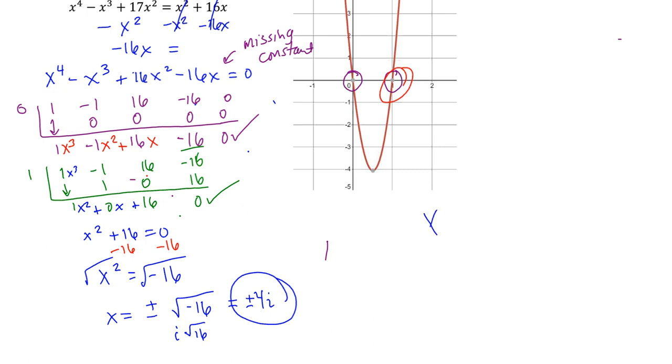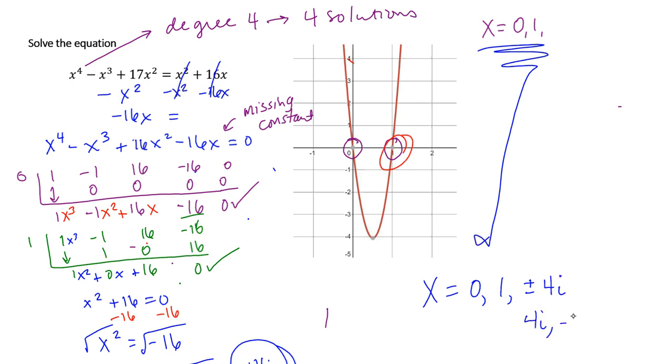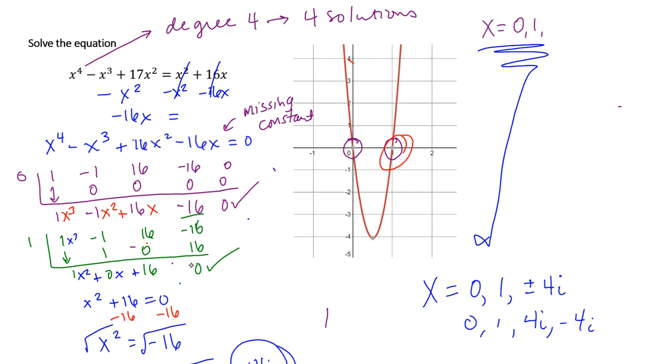So all of my solutions to my equation are my 0 and 1, and then my other ones are positive and negative 4i. That is two values. You can write them as two separate ones if you want, or leave it with the plus or minus. I don't care which one. And I think on your assignment it can be either one. Just recognize they mean the same thing. Okay. Oh, that was the last example.